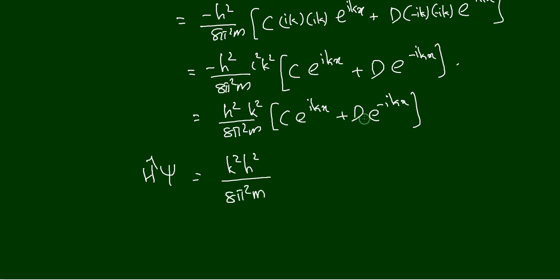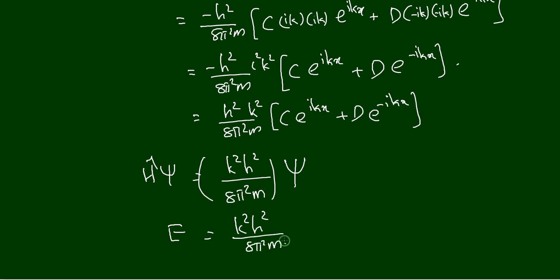What is c e raised to ikx plus d e raised to minus ikx? That is equal to psi. So H cap psi is equal to a constant multiplied by psi. Therefore, this is the value of energy, right? H cap psi is equal to E psi. So this is E. Therefore, E is equal to k square h square divided by 8 pi square m.